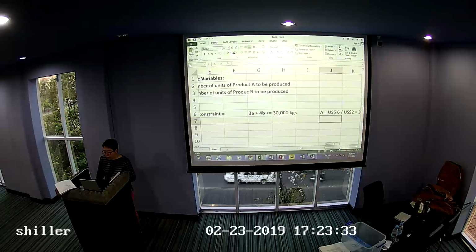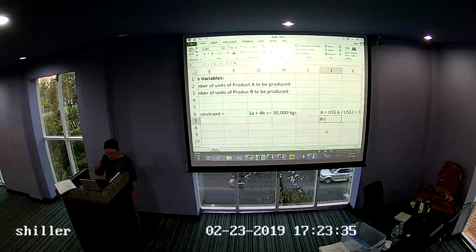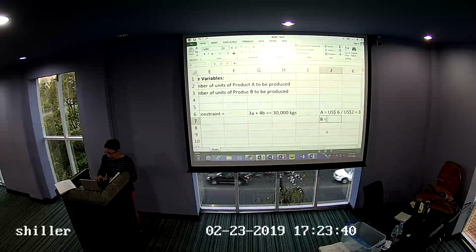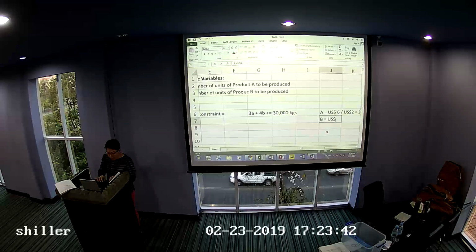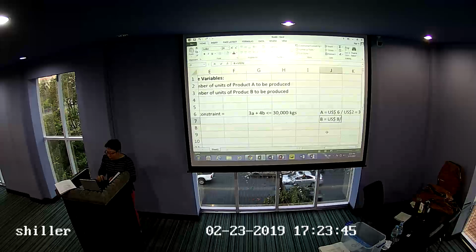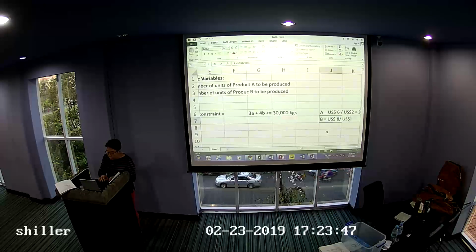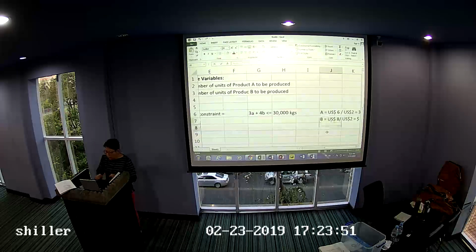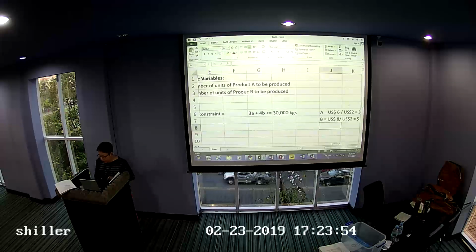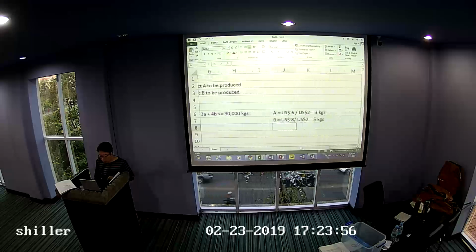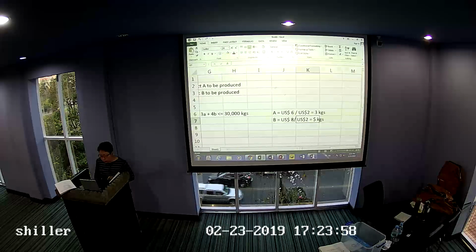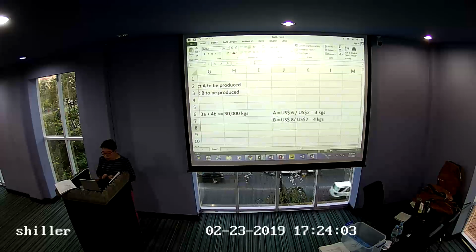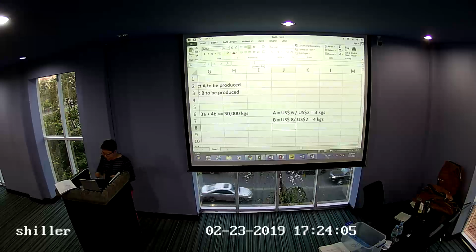And then, what about B? B says, okay, US dollars 8. Again, per kilogram is 2, which means how many kilos? 4 kilograms. You understand? Get there? Okay. You see that? Yes? Okay. Now, how about the other constraint?